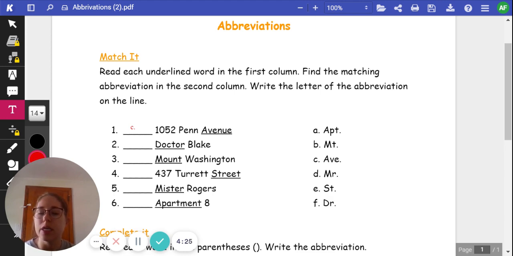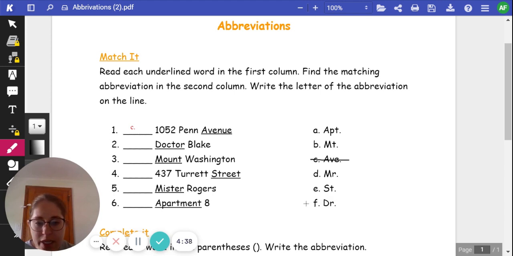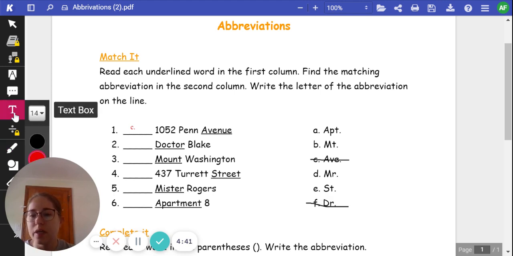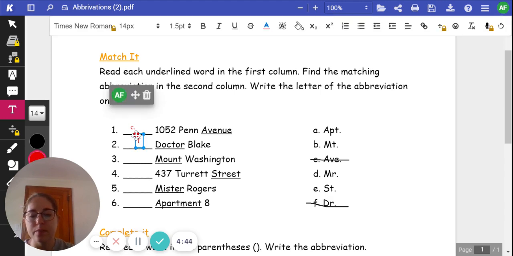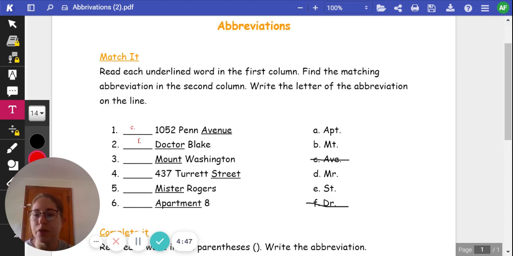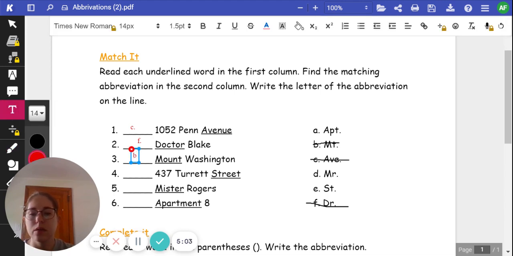Number 2 is a name, Dr. Blake. So I am looking on the right for the abbreviation for doctor. And I see it, it's the very last one. It is F. I'm going to go ahead and cross that off and type in F, number 2. And number 3, we have Mount Washington. The word Mount is underlined, so I'm looking for the abbreviation for that. And that is letter B, MT period.